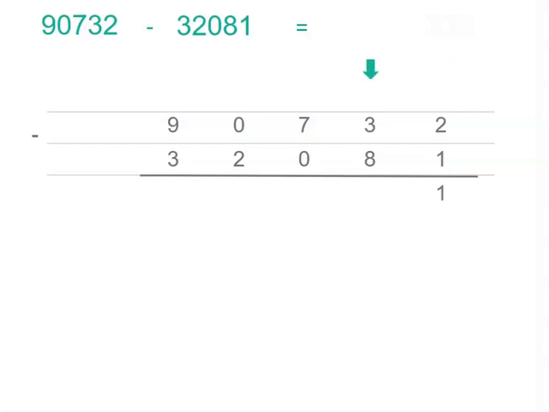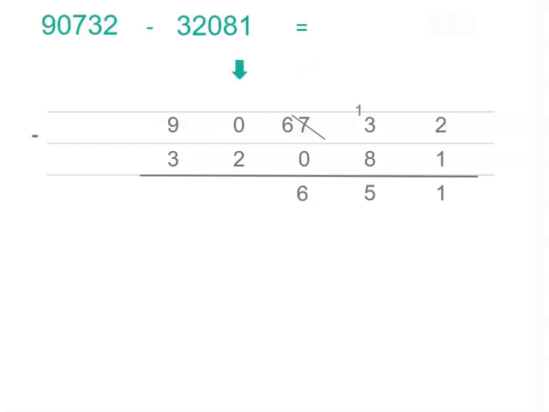When we look at our tens place though, this is where it works really well setting it out vertically, because we've only got 3 tens, so we can't subtract 8. So we're going to actually take one of the hundreds, leaving 6, and rename that as 10 of the tens. So 13 tens minus 8 tens, that's 5 tens. Now in our hundreds place, 6 minus 0 is 6.